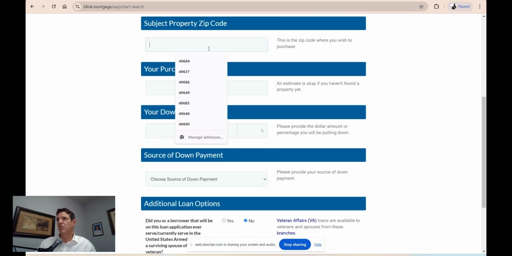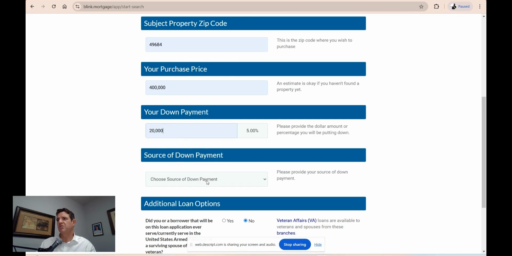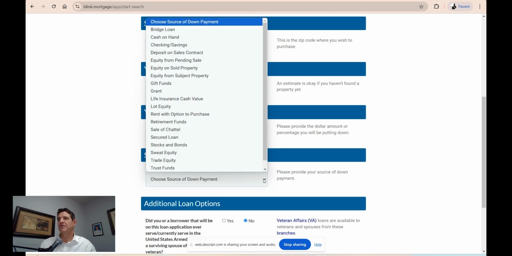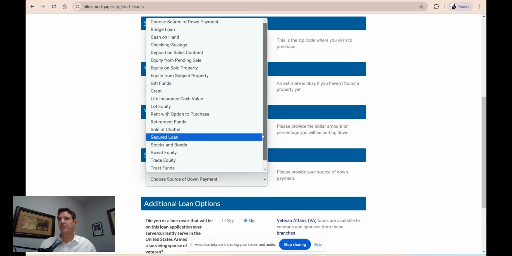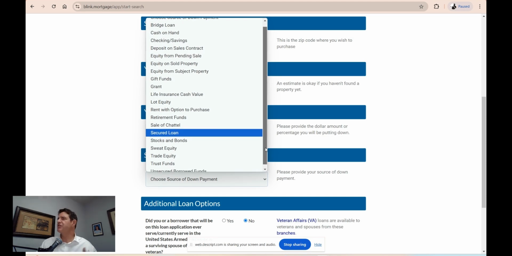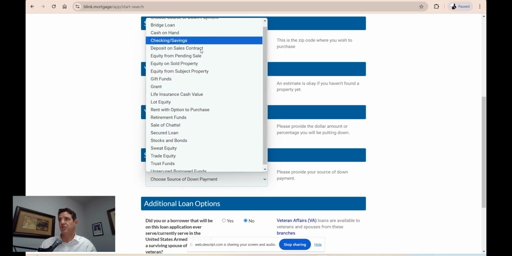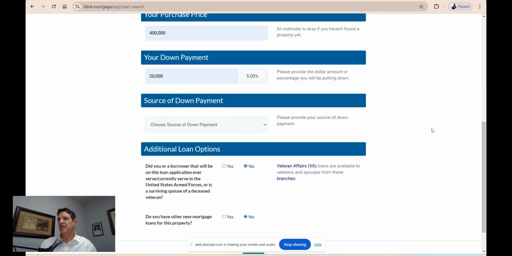It's going to ask you roughly what zip code you're looking at, maybe a purchase price, a down payment of some sort, and what the source of the down payment is. There's a lot of sources here, and it's really good to know where these funds are coming from. It's absolutely imperative to know, so we can help you get through the transaction with ease and all the necessary documentation you're going to need. And it's not going to be as much of a hassle if you could identify this in the beginning.